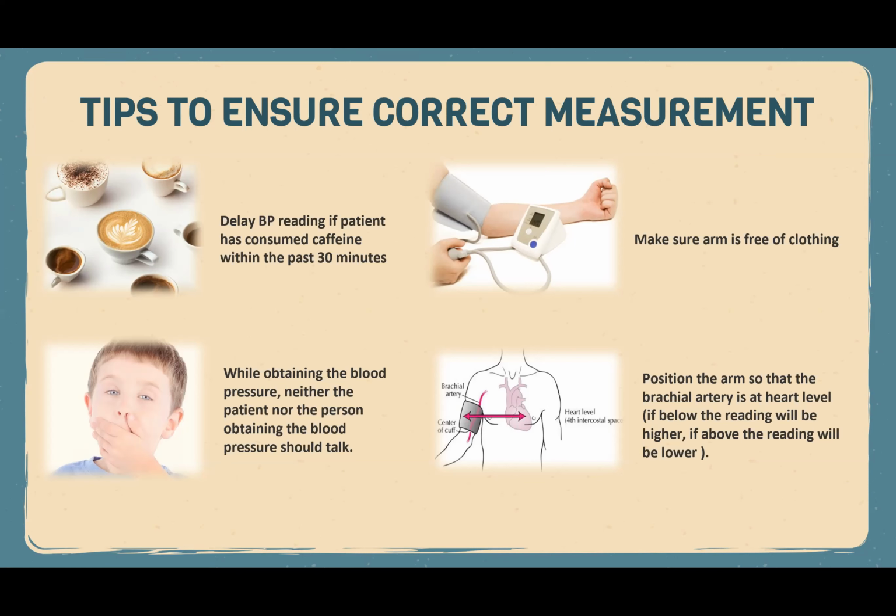And for the position of the arm, the brachial artery should be at the level of the heart. Because if the brachial artery is lower than the heart level, the reading will be higher. And if the brachial artery is above the heart level, the reading will be lower.